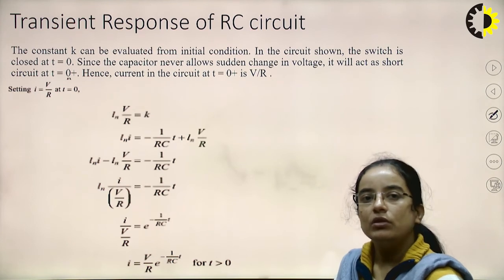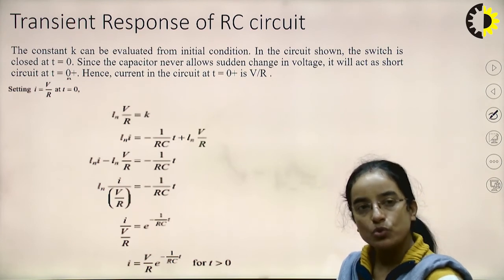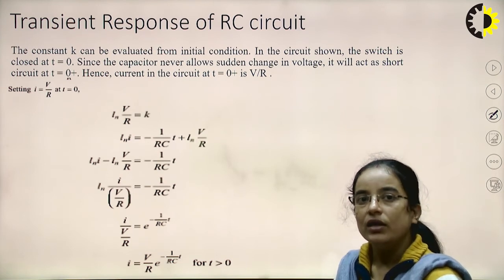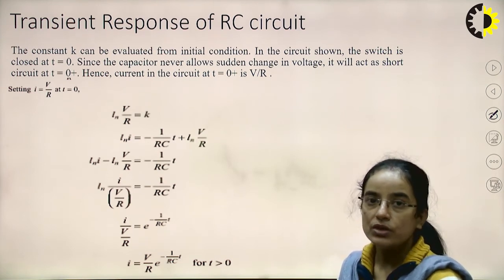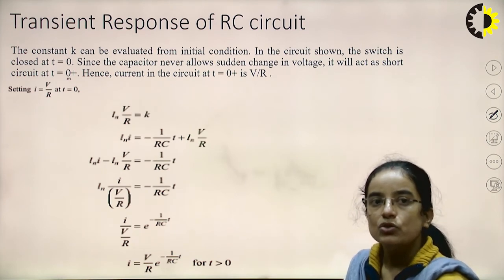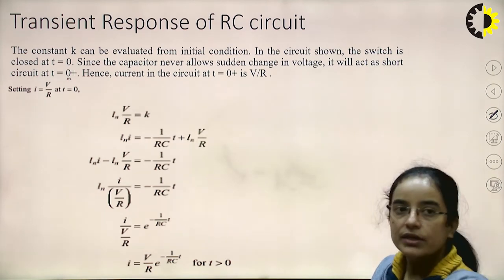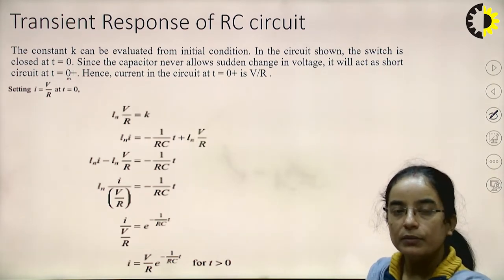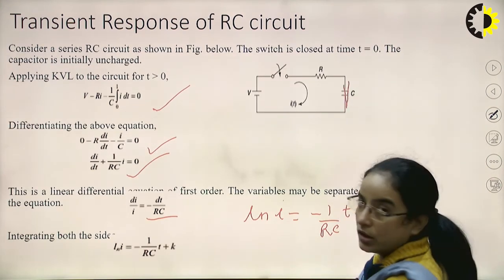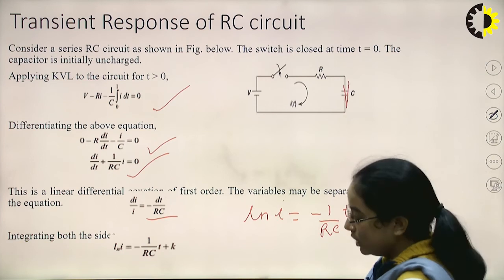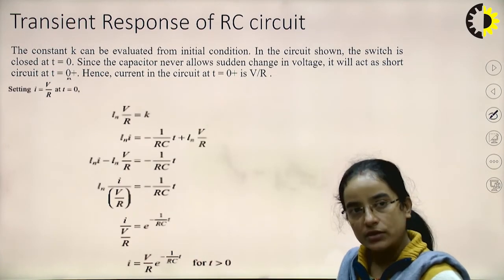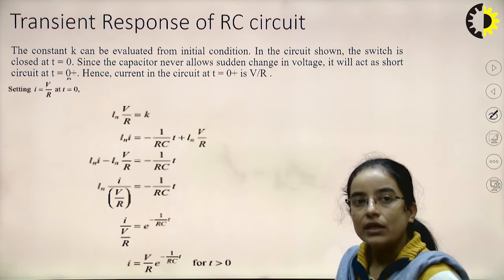It is given that the switch was closed at t equal to 0, and the capacitor does not allow sudden change in voltage. So it will act as a short circuit at t equal to 0 plus. When it acts as a short circuit, if we short circuit this, what will be the current? Initial current will be V by R. So at t equal to 0 plus, I is V by R.